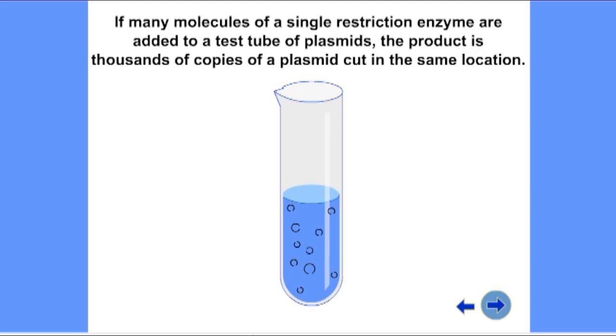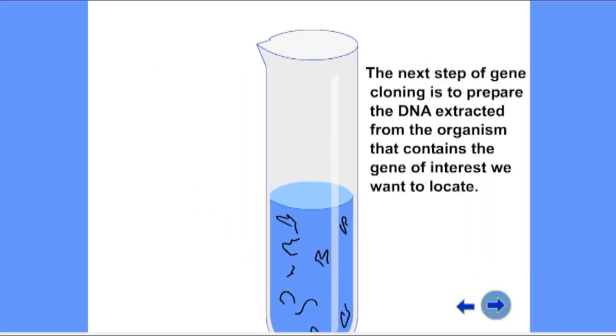If many molecules of a single restriction enzyme are added to a test tube of plasmids, the product is thousands of copies of a plasmid cut in the same location. So we are getting thousands of copies of plasmids with similar size, as the restriction enzymes are able to cut at the same location.